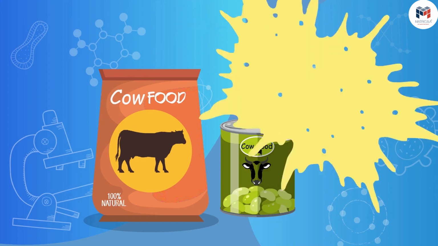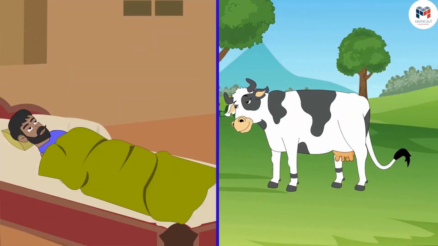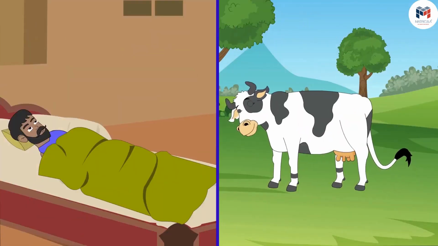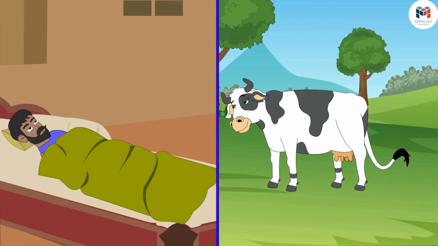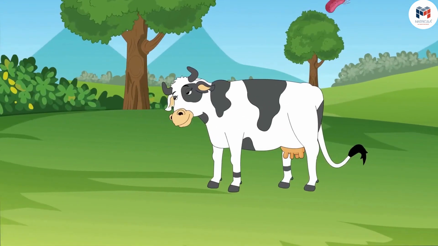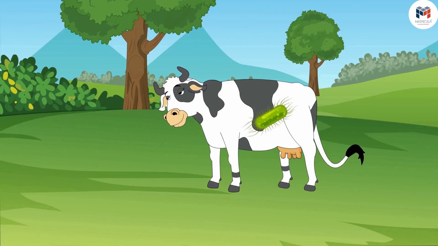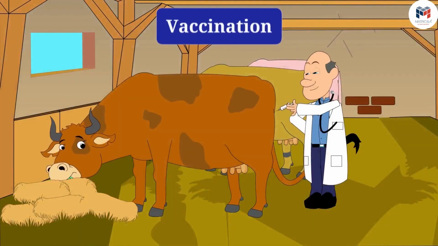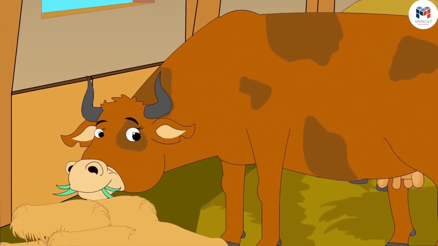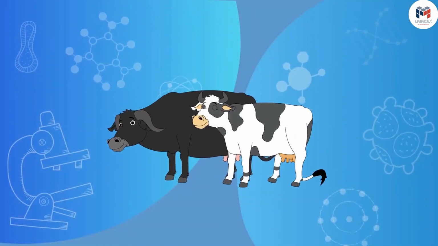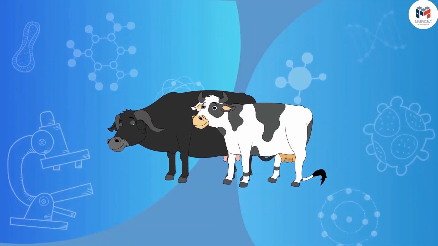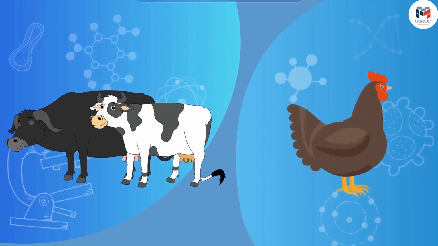Friends, as humans get sick, do animals also get sick? Yes, friends, but do you know what is done to protect animals from different kinds of diseases? Just think. Animals are vaccinated against viruses and bacterial infections. So this was all about cattle farming. Now, let's understand about poultry farming.